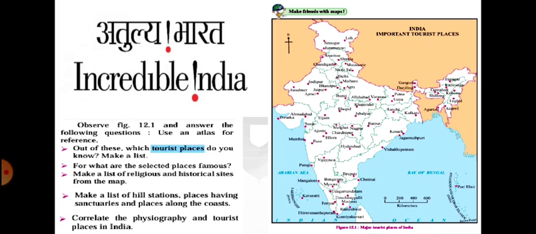Jaipur is famous for the City Palace, Amber Fort, Nahargarh Fort, Jaigarh Fort, Hawa Mahal, Jal Mahal, Jantar Mantar Observatory, Pink City Bazaars, Albert Hall Museum, etc. Agra is famous for the Taj Mahal, Agra Fort, Fatehpur Sikri, Wildlife SOS, etc. Third, make a list of religious and historical sites from the map.